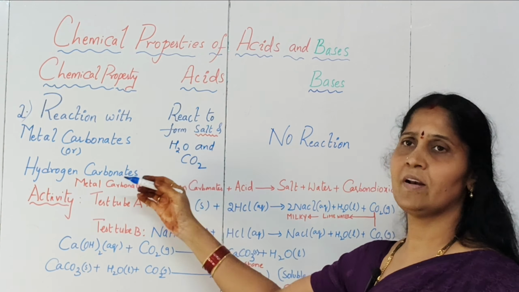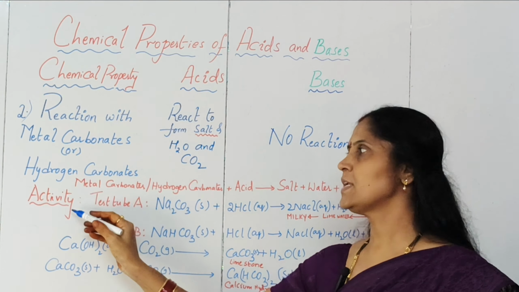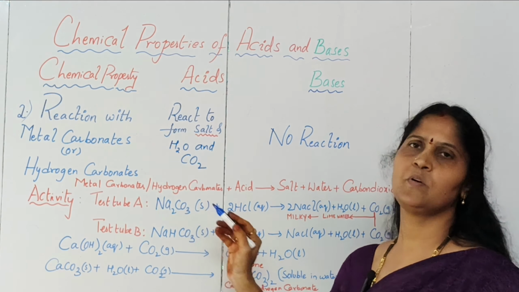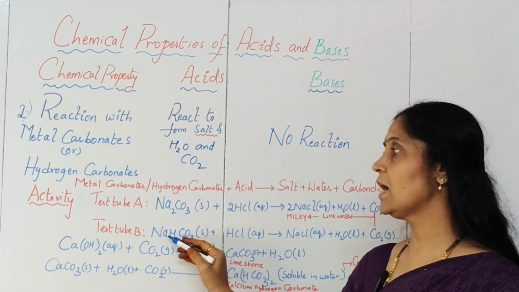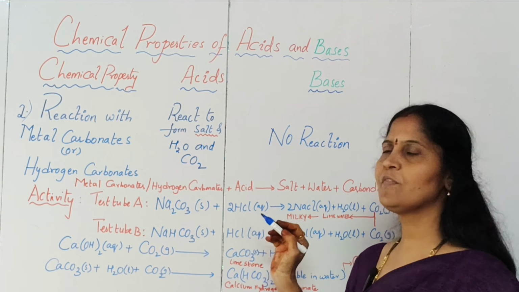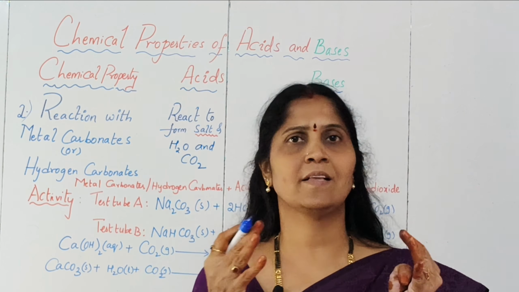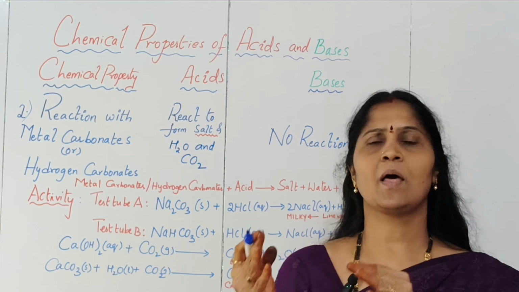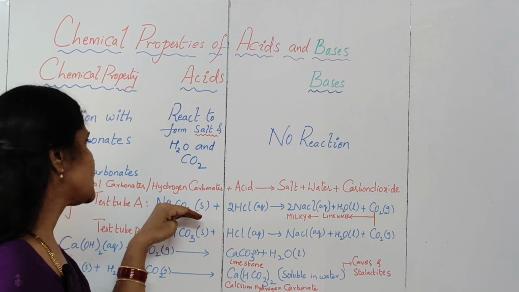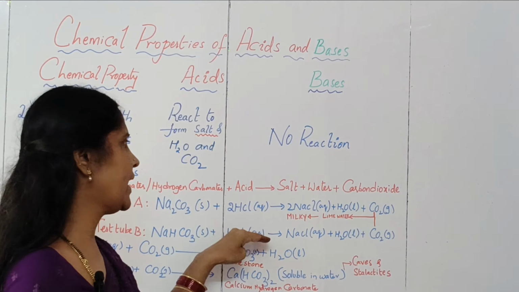So let us further see how the reaction goes about with acids. There is an activity in your textbook wherein we have to take two test tubes. In one test tube you take sodium carbonate, in another one you take sodium hydrogen carbonate, which is a metal hydrogen carbonate. To both of them we will add hydrochloric acid, because we are seeing the reaction of the acids with the hydrogen carbonates and also the metal carbonates. So how does it go about? Sodium carbonate and sodium hydrogen carbonate are taken in different test tubes to which you are adding HCl.